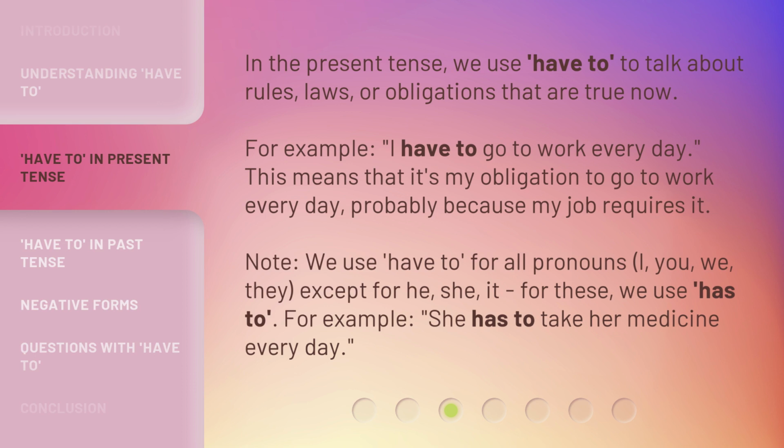Note: we use "have to" for all pronouns: I, you, we, they, except for he, she, it. For these, we use "has to." For example, "She has to take her medicine every day."